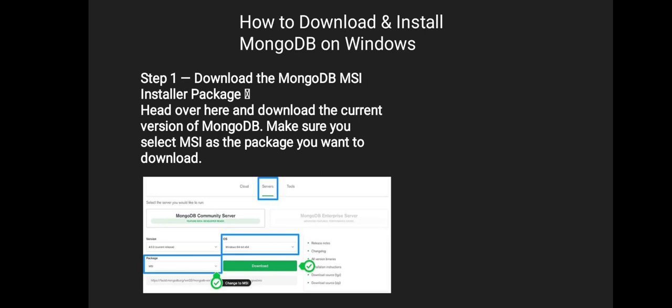How to download and install MongoDB on Windows. Step 1. Let's see the installation process of MongoDB. It's not too complicated. It's very easy. Let's see it step by step. Step one is to download the MongoDB MSI installer package in Google Chrome. Head over here, as shown in the picture, and download the current version of MongoDB. Make sure you select MSI as the package you want to download, because you must know which version supports your system. So be careful to download the version supported on your system.